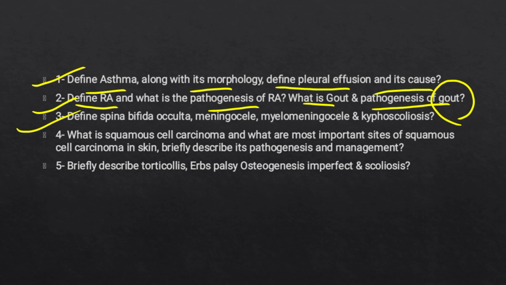The question number 3: define spina bifida occulta, meningocele, and myelomeningocele. These are the types of spina bifida. It is an inherited congenital condition. And what is kyphoscoliosis? It is a postural disorder.